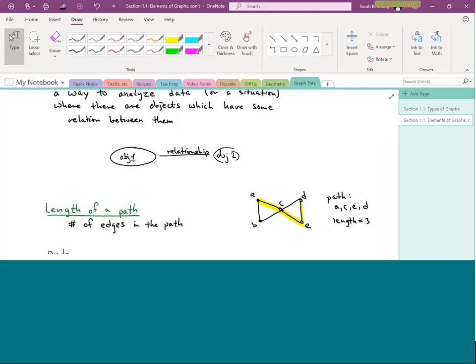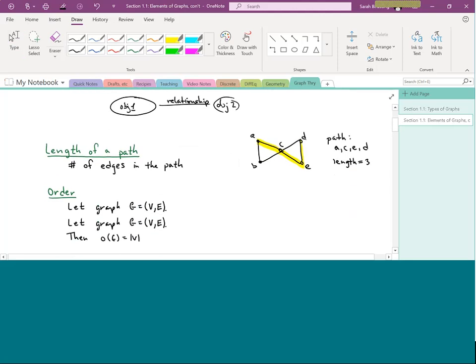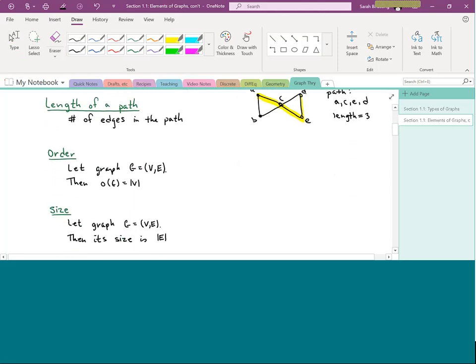All right. So here's some new terms. It turns out that we often want to look at graphs and we want to look at how big is this graph. Now graphs consist of two things. They consist of vertices and they also consist of edges.